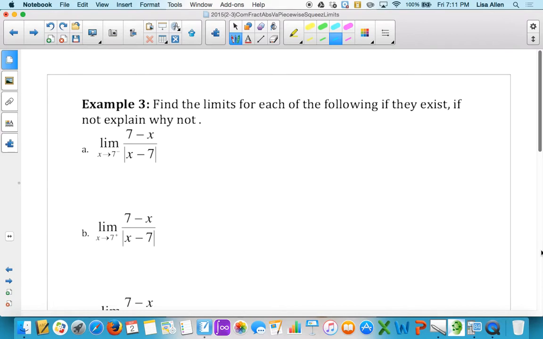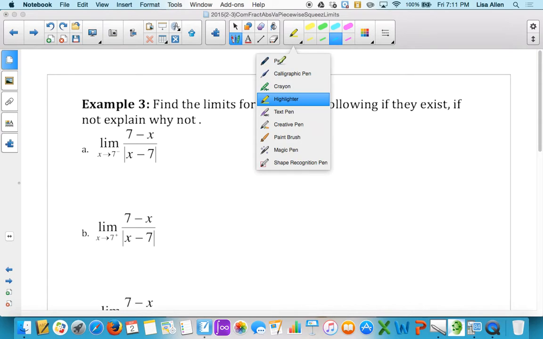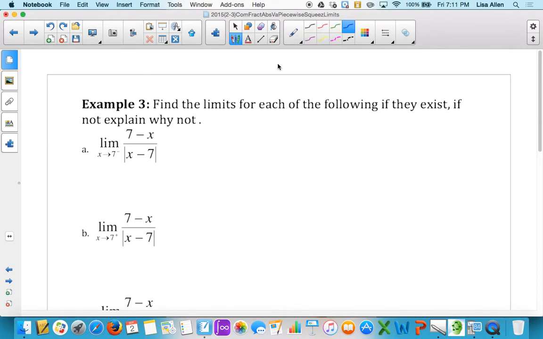So find the limits. What we're going to do is rewrite this expression. I'm going to do a little aside on this. I'm not going to do all the work here. I'm going to say I have 7 minus x over the absolute value of x minus 7. That's my function. Now, what is this equal to? Well, there's a breaking point on this where we know that if x is a certain value, things might change a little bit. So let's look at a number line and determine that.